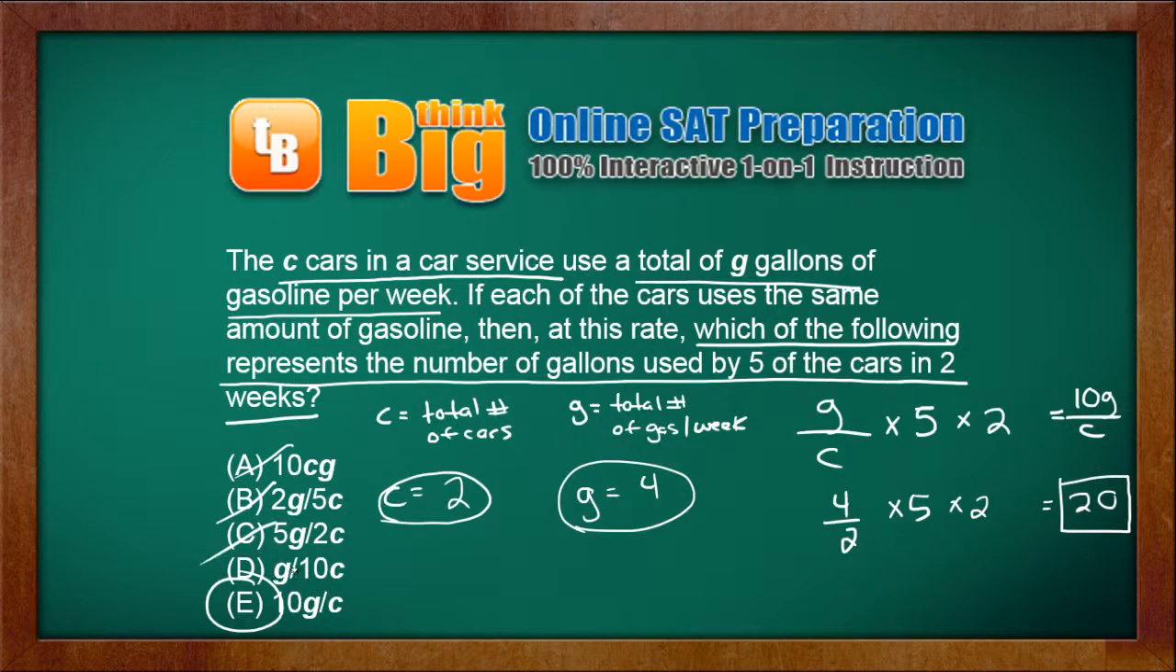4 divided by 10 times 2 is 20. 4 divided by 20, 2 divided by 10, 1 divided by 5 is 1/5. Is 1/5 20? No. 10 times 4 is 40, divided by 2 is 20. Is 20 20? Yes, of course. The right answer is E.